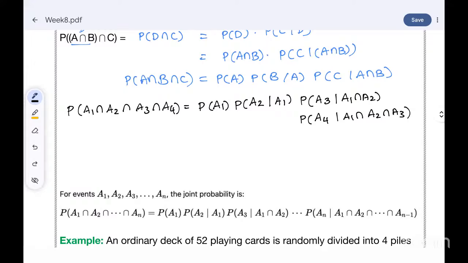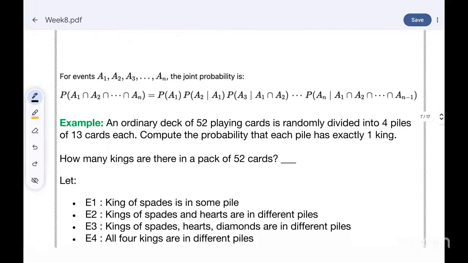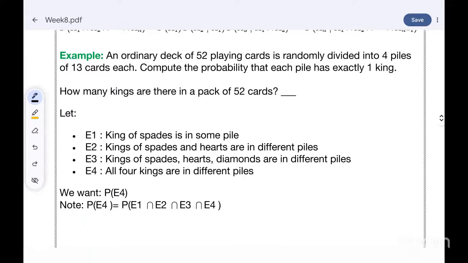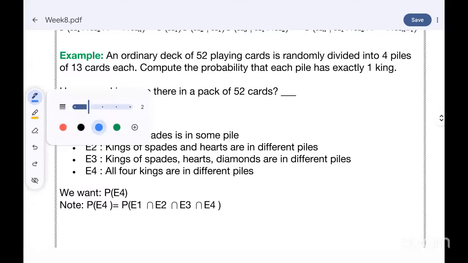Okay. So now let's see an example where we can use this multiplication rule. Now here the question is, an ordinary deck of 52 playing cards is randomly divided into 4 piles of 13 cards each. Now compute the probability that each pile has exactly 1 king. So first of all, how many kings are there in a pack of 52 cards? 4. There are 4 kings.